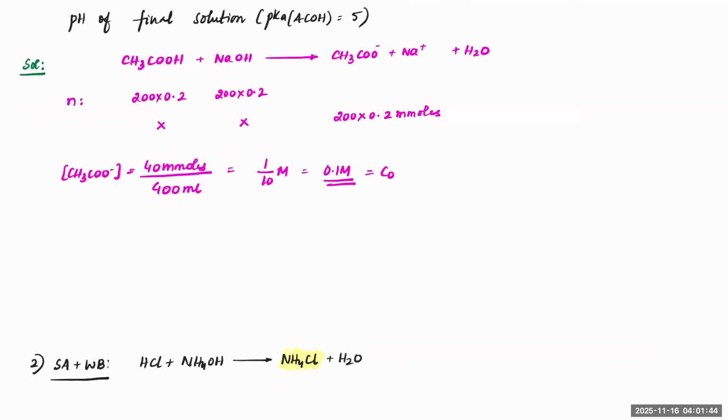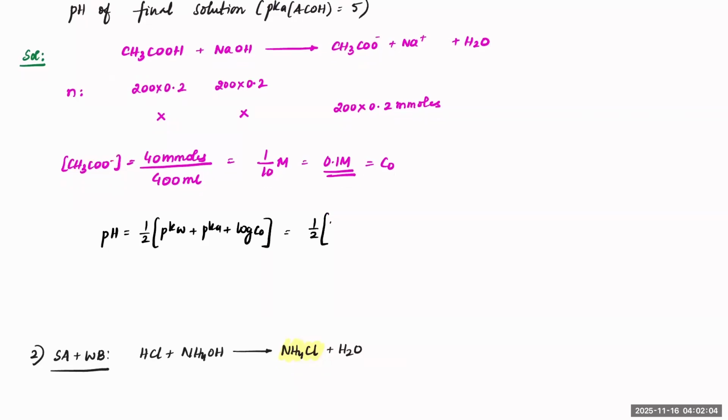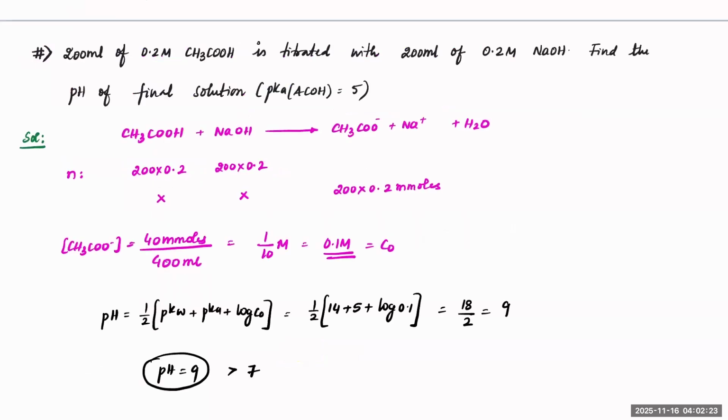Hence, how do we calculate pH now? pH is equal to half of pKw plus pKa plus log C naught. So half of pKw, which is 14, plus pKa, which is 5 as given, and log of 0.1. So that is equal to 19 minus 1, 18. 18 by 2 is 9. Hence, pH of this solution is 9, which is definitely greater than 7, and that's what we expect.